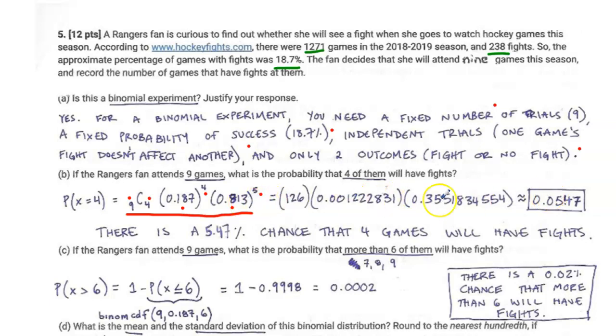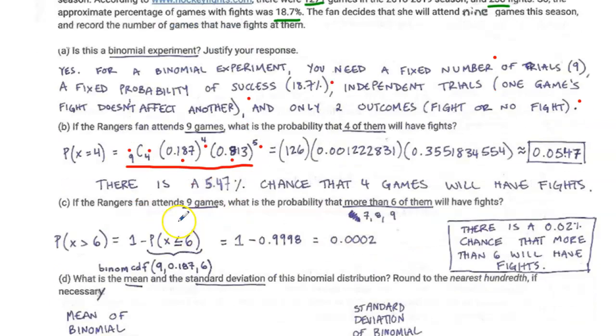Easy to figure out, and you're able to figure this out on your calculator as well. 0.0547 is your correct answer. 5.47% chance that 4 of the games will have fights.